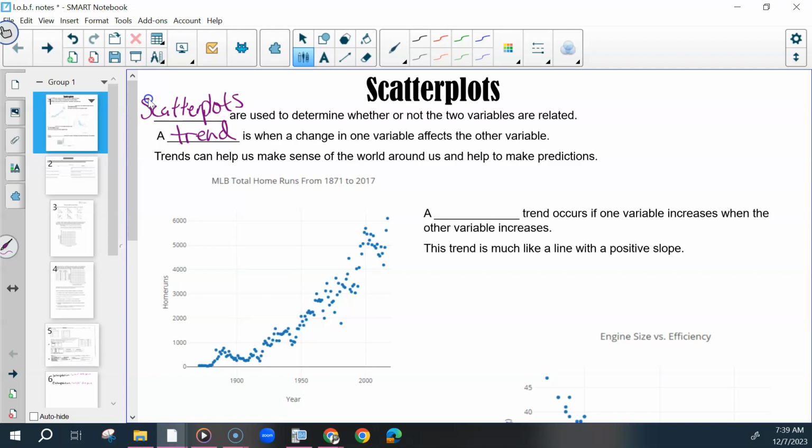Try to guess this one. A blank trend occurs if one variable increases when the other variable increases. Positive. Some of this will be familiar to you, some of it will not. This trend is much like a line with a positive slope, so we can see that as our x's increase, our y's are also increasing. That makes a positive trend.